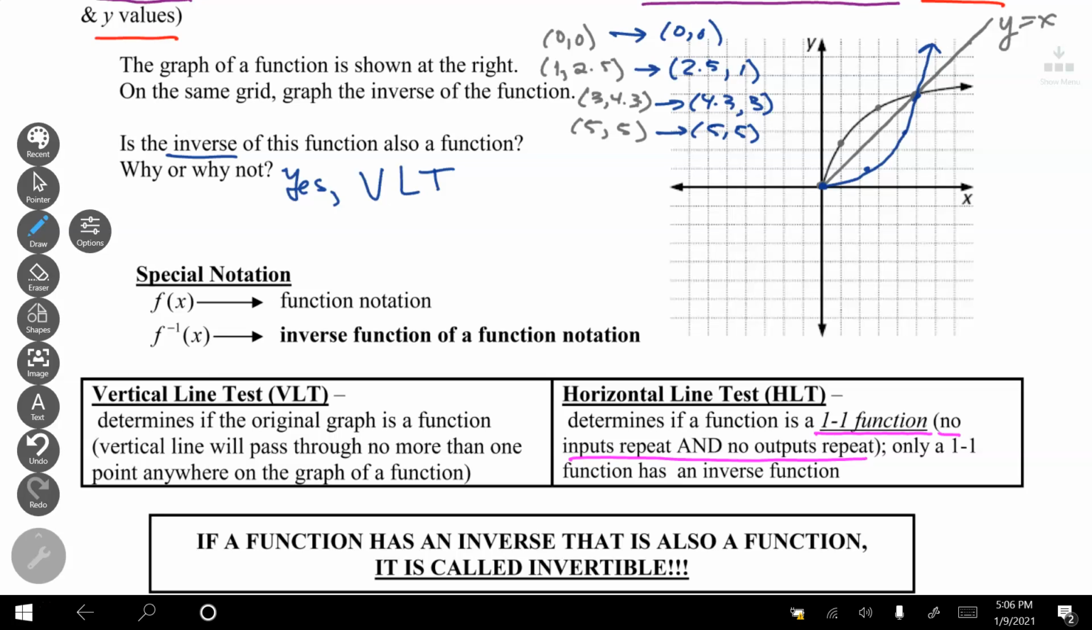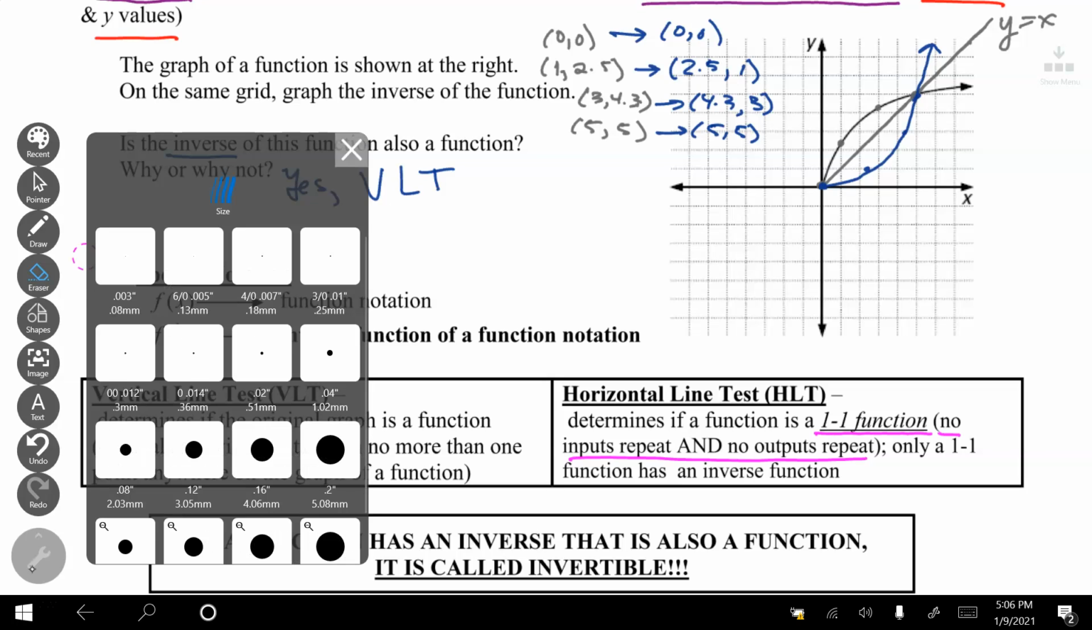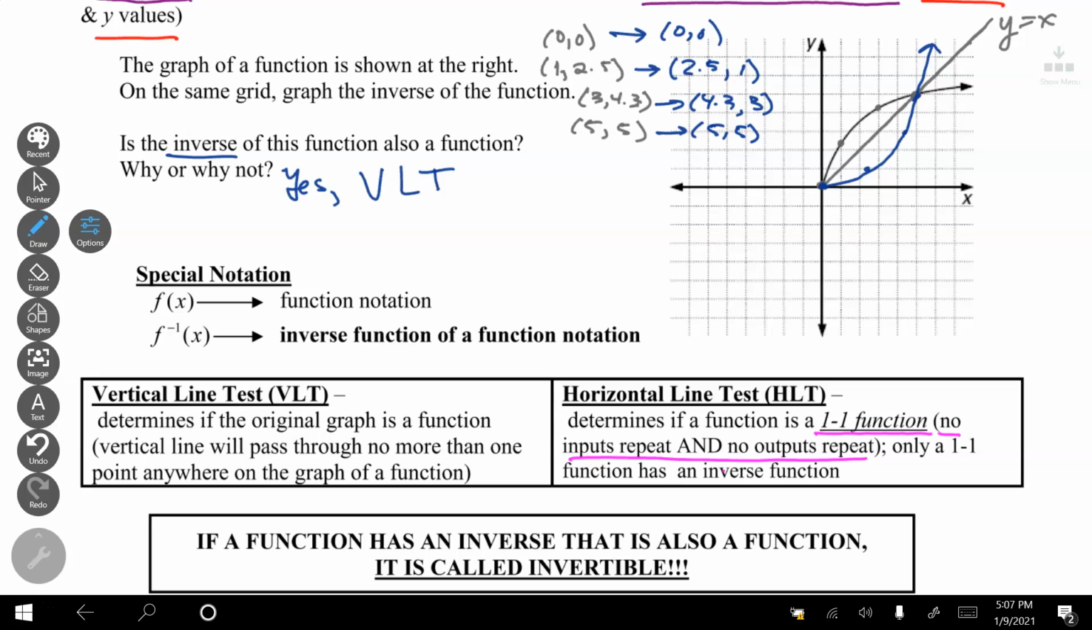So in other words, on this original graph, if I do the vertical line test, it passes as a function, and when I do the horizontal line test to the original function, it passes that, so its inverse would also be a function. And if a function passes the vertical line test and the horizontal line test, it's called a one-to-one function, and it's also called invertible. In other words, its inverse can also be a function.